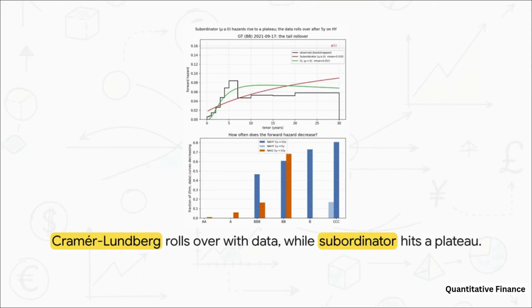Now, what's absolutely fascinating about this visual proof is how clearly it separates the models. Look at that black line. That is the actual bootstrapped market data for a real distressed BB-rated name. Notice how it spikes right around year 5 and then rolls over and declines? Now look at the red line, which is the subordinator benchmark. It mathematically cannot roll over. It just climbs blindly up to a plateau, completely missing reality. But look at the green Cramér-Lundberg driver. It smoothly arcs up and perfectly rolls over, beautifully tracking the actual decline in the data. The real-world data definitively proves your model must be able to curve downwards.